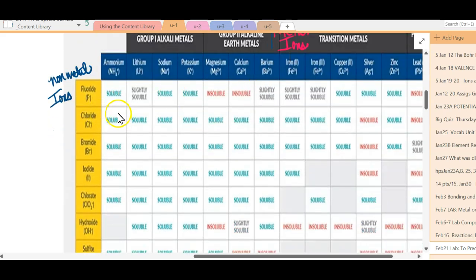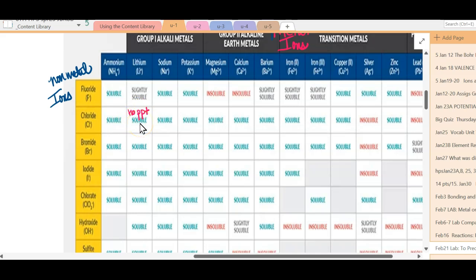So we can see that if you put lithium with chloride, lithium chloride, you would get a soluble solution. And that meant no precipitate, PPT. We use PPT for precipitate. So if it dissolves, there's no precipitate.